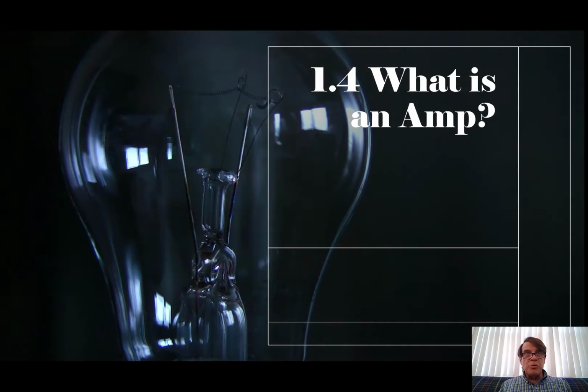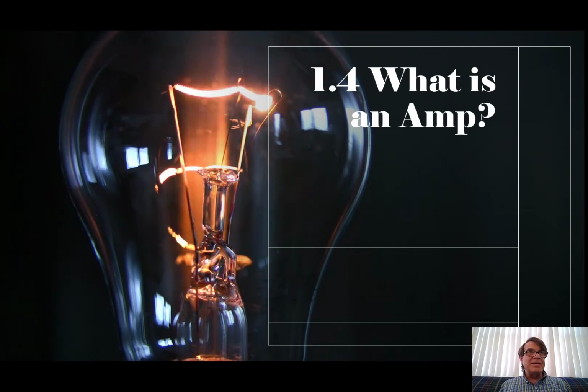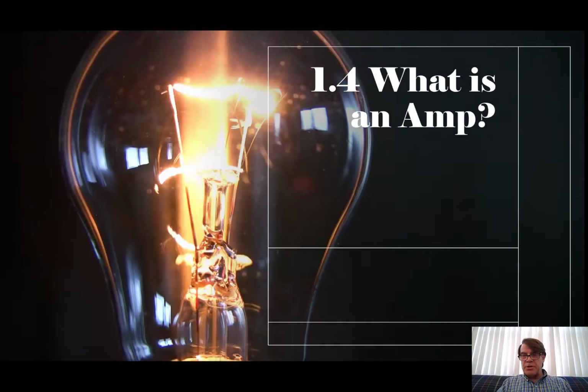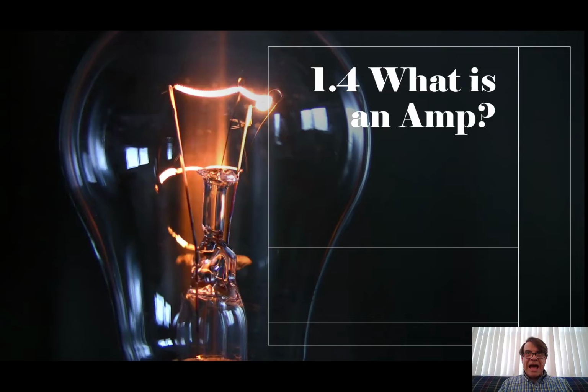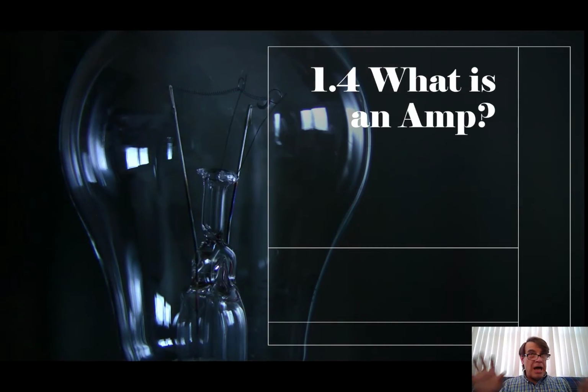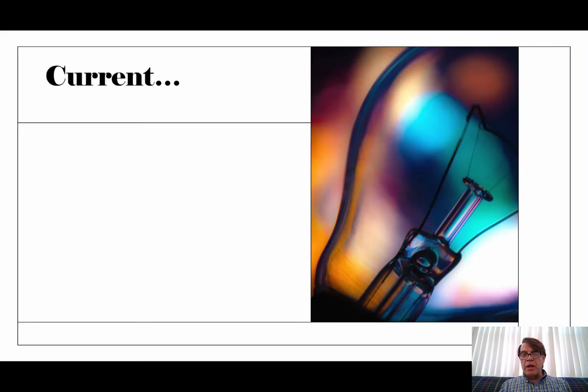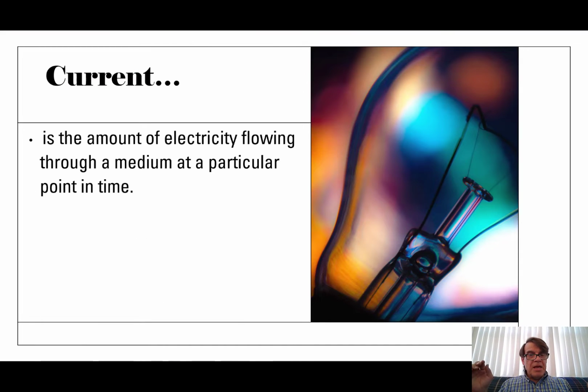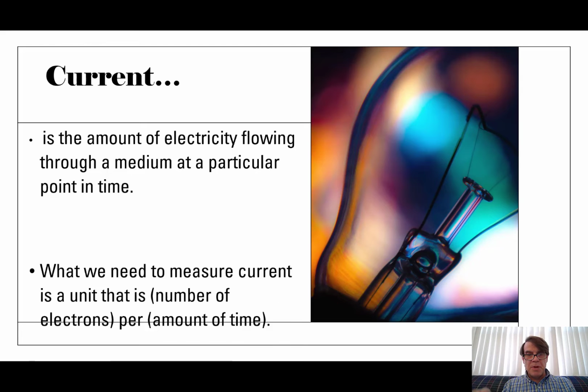Amp is the measurement of current passing a particular point at a particular time. How much of that can we actually draw on in this house before the circuit breaker goes, I can't handle this anymore? Well, let's talk about it. So current is the amount of electricity flowing through a medium like a wire at a particular point in time. So it's flow of electrons per time. That's what current is, and that's what the amp is meant to measure.